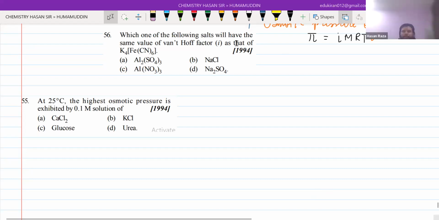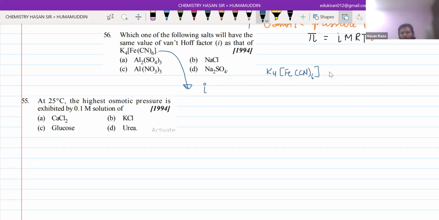See, I'm going to explain. It's very easy. You need to tell which one of the following salts will have the same value of Van't Hoff factor as this. So you just need to calculate the Van't Hoff factor, i, for this. This is your K4[Fe(CN)6]. This compound is known as a coordination or complex compound. There is a whole chapter on this compound in your class 12th. So if you are going to dissociate it, K will be positive.